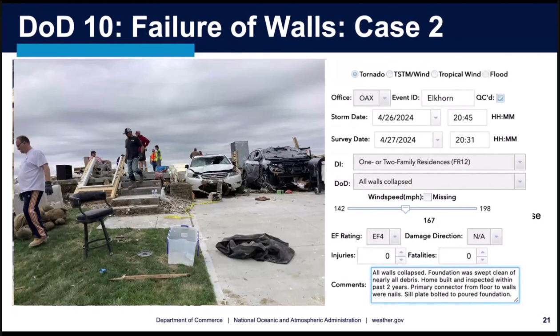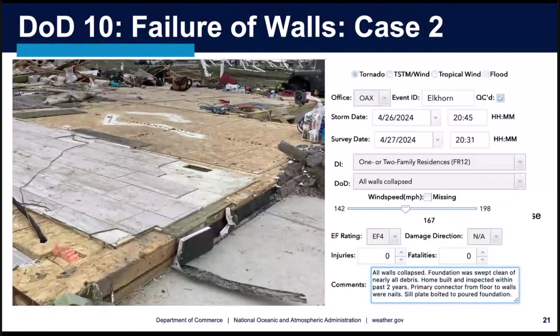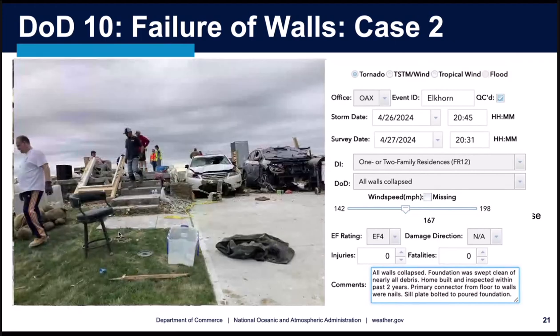Now, if we go up to failure of walls, and this is in a second case here, DOD 10. In this case, this one was up in Elk Ridge, Nebraska from April 26th of 2024. And initially, they went all walls collapsed. You could also very easily say it was more than that because the foundation was swept clean. So why didn't we go totally EF5?